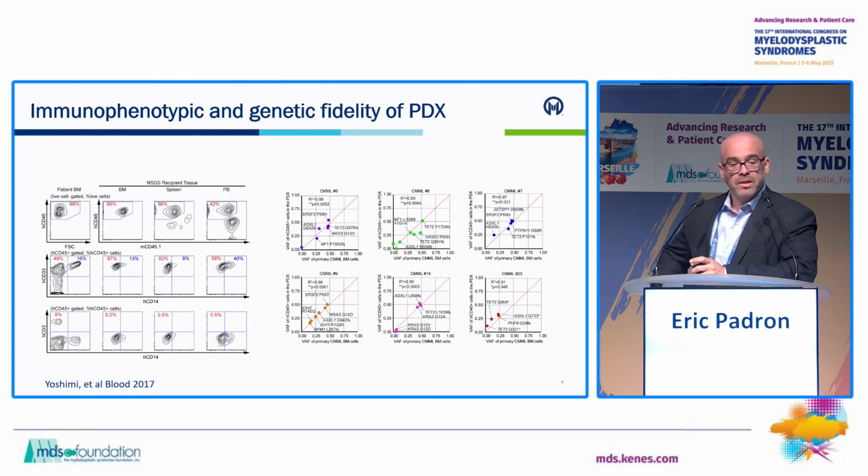So these are just some data that show on the left flow cytometry that there is a characteristic myelomonocytic skewing in classical monocytosis. But I think most impressively on the right are sorted human CD45 positive cells sequenced and matched against the patient sample from which they were derived. And what you see is a fairly good recapitulation not only of the spectrum of somatic mutations, but their variant allele frequencies.